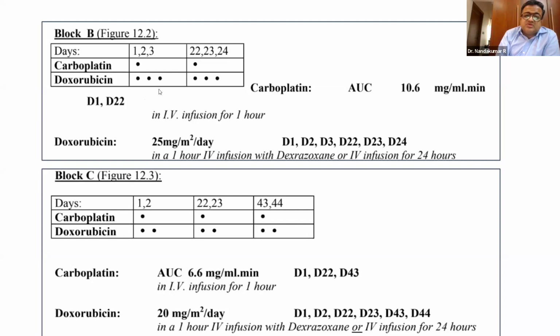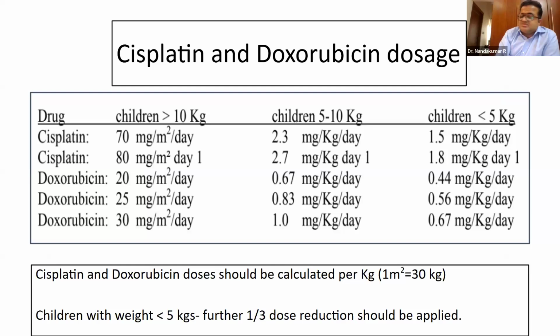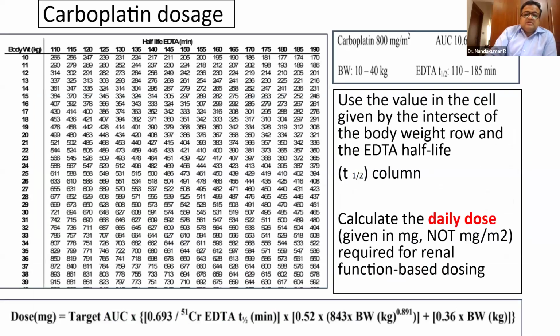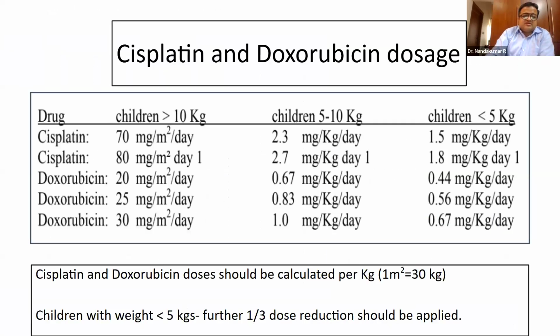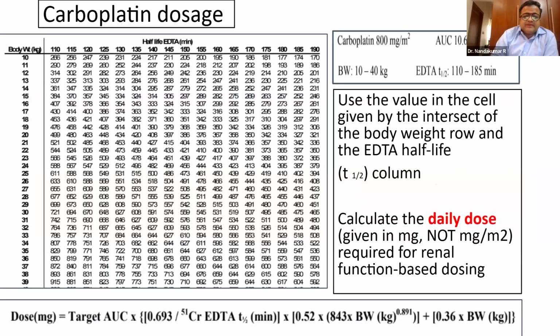Now look at doxo. 75 in one cycle given over 3 days. 75 in the other cycle, so 150. So the only problem with this is you're actually exceeding the cumulative limit, because you've already given 180 there, and now you're giving another 150 here, which comes to 330. So this is quite a very intense regimen, though the success rate of this study was very good. However, it did have its own toxicity. This is just the dosage which is given in kilogram, nothing different.